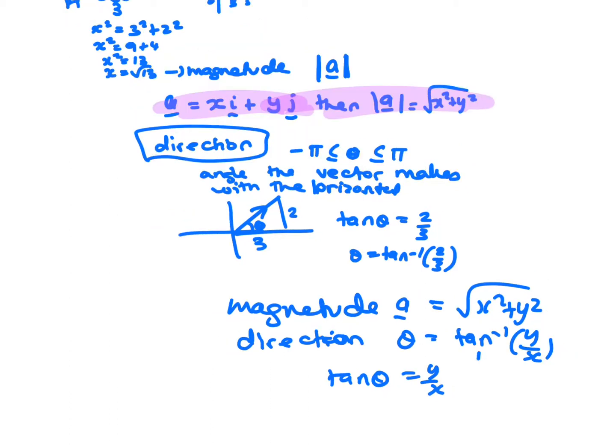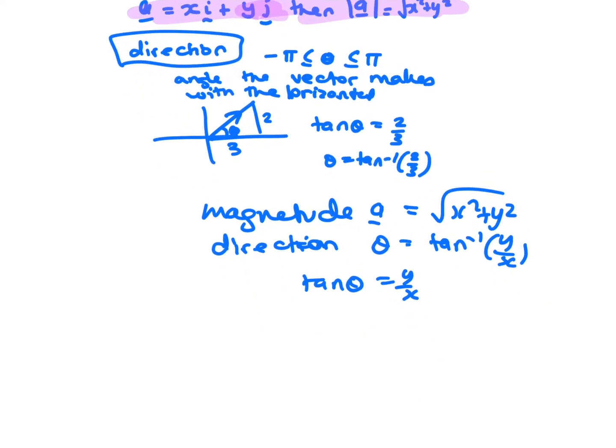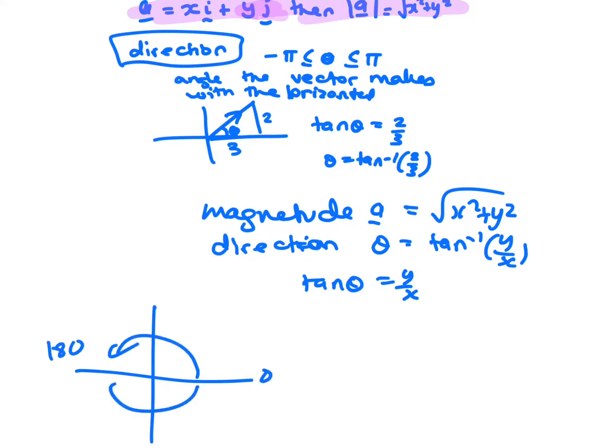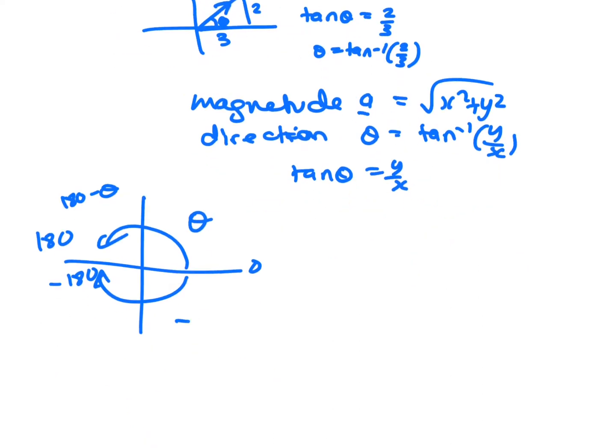Now things can go in all different types of directions, and they range from 0 through to 180, or 0 through to minus 180. So in this quadrant it's theta, in that one it's 180 minus theta, or pi minus theta. This one's minus theta, and this one's minus 180 minus theta.